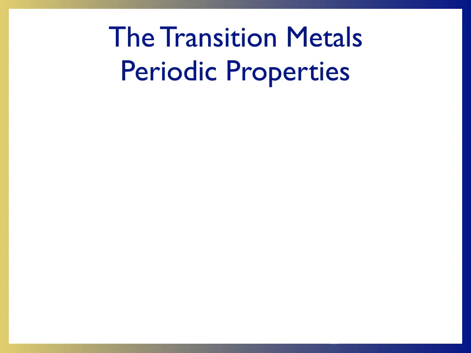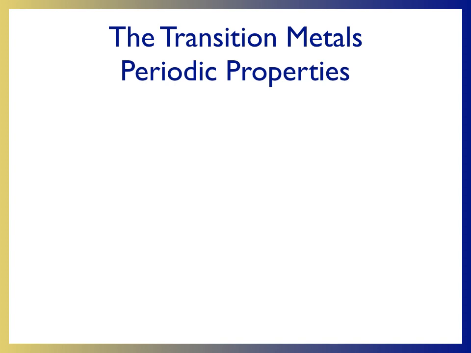We're now ready to take a look at some of the periodic properties of transition metals. You might remember that I said several times that many periodic properties such as ionization energy, electronegativity, and atomic radius tend to only show the trends that we've discussed earlier for main group elements. Transition metals, on the other hand, tend to show periodic properties that are quite different.